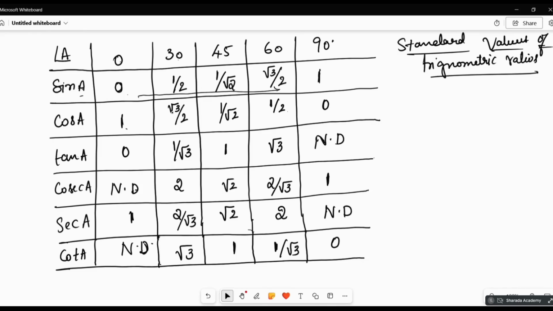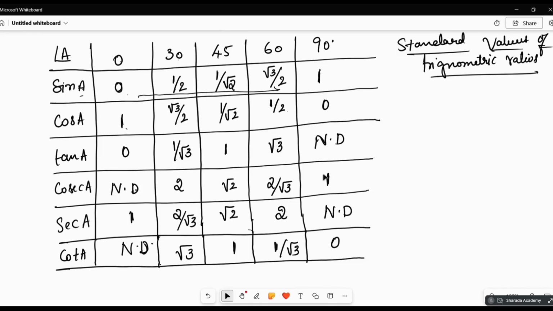Then what about the tan? Tan is sine by cos. If you take it also, you will get it, and it's easy to remember. See, tan 30 degree, it is 1 by root 3. Tan 60, it is the reciprocal of that, it is root 3. And tan 45 is 1. Okay, it is easy to remember. Like that, you can keep your own logic and try to remember.